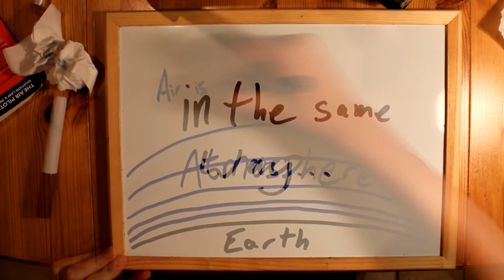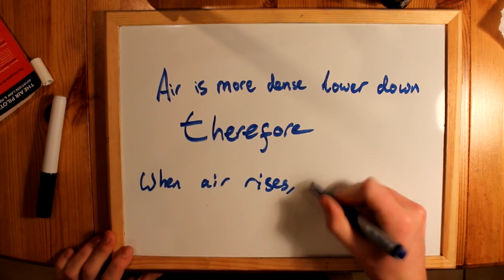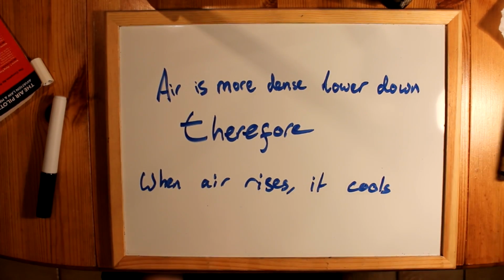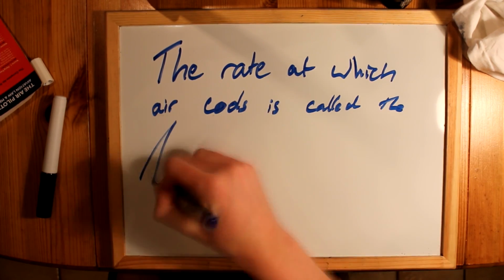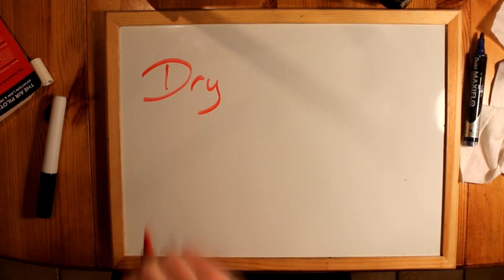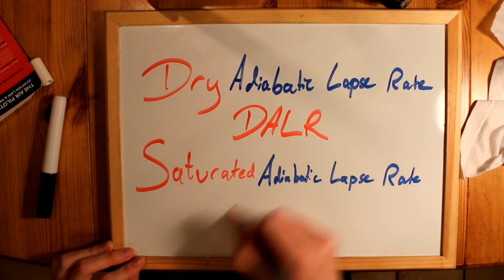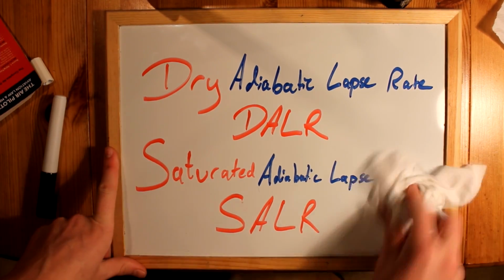In the same way, air is more dense nearer the surface of the Earth. Therefore, if a packet of air rises, it cools as it expands into the less dense space above it. The rate at which it cools is called the adiabatic lapse rate. There are two types: the dry and the saturated adiabatic lapse rate, known as the DALR and the SALR.